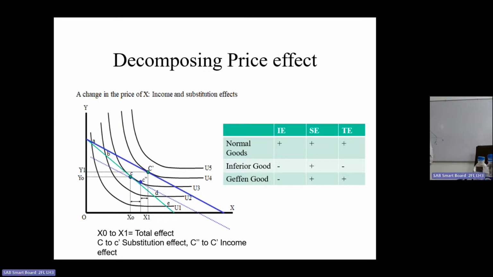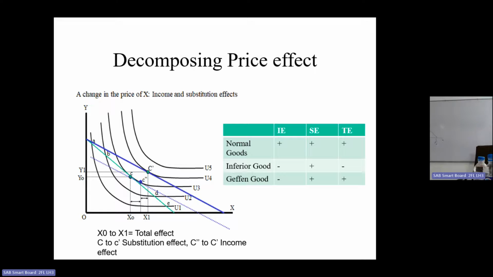But in the other case, the Giffen good, what happens? We know that it is also a type of inferior good, but there is a difference between the inferior good and the Giffen good. So how do we differentiate them? By looking at the total effect. Here you can identify it as an inferior product, because the income effect is also negative and the substitution effect is positive.